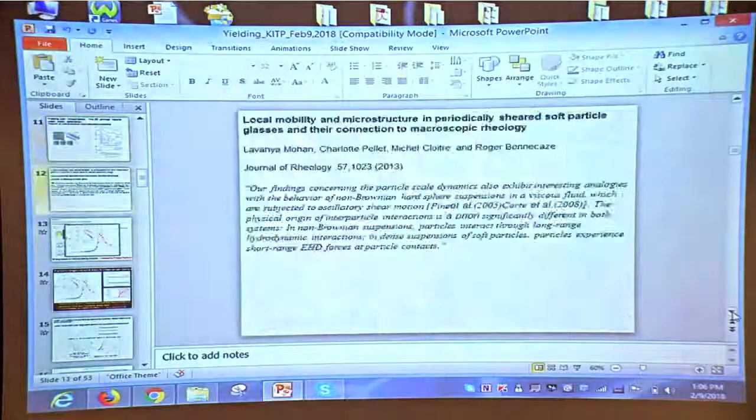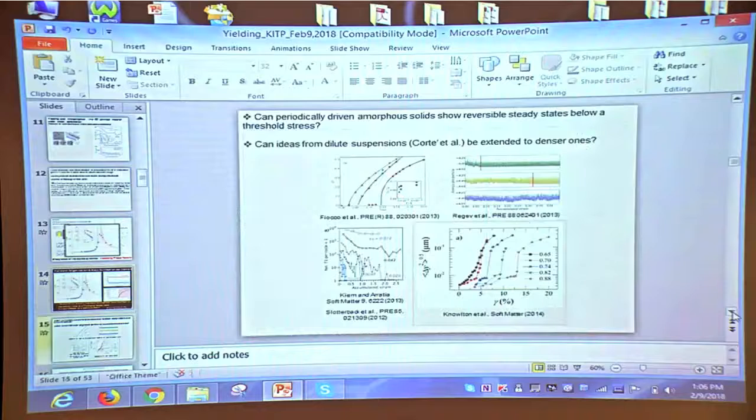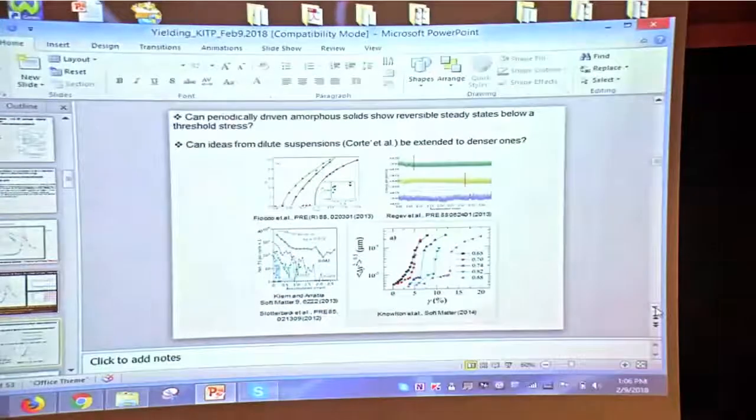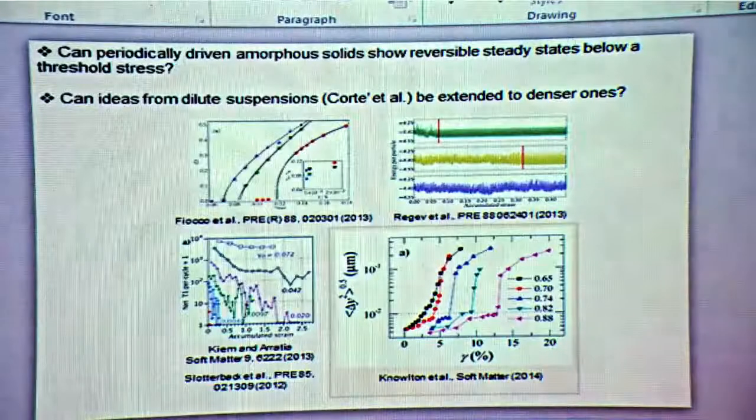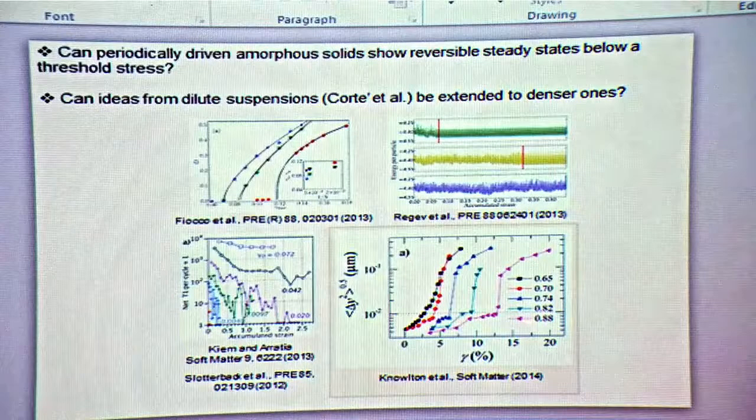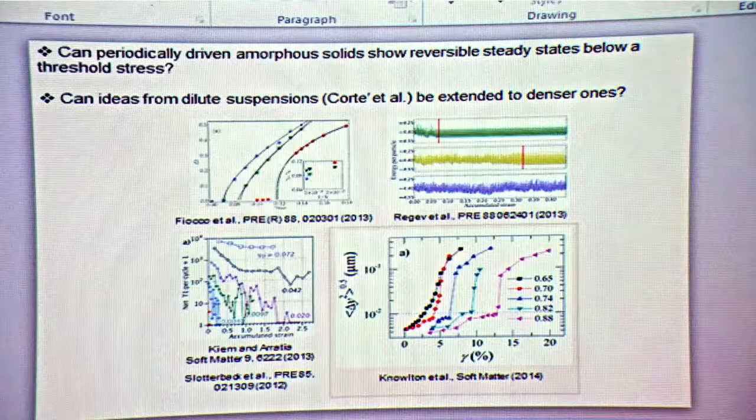So actually, this was what he was saying. Yeah, this one. In this paper, in this work, at 0.65 the mean square displacement is gradual, whereas when you come to 0.88, it's very sharp. So it is related to that.